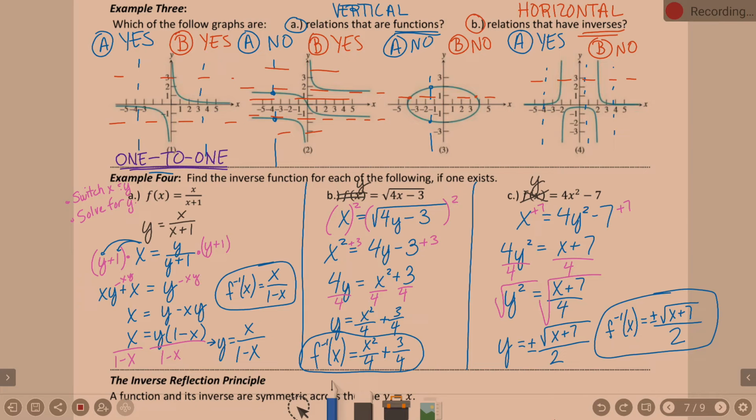Every inverse is different, right? I tried to give you three very different examples to give you an idea. Obviously, that first one was the harder one in this situation. Look for some of these steps and techniques, okay?